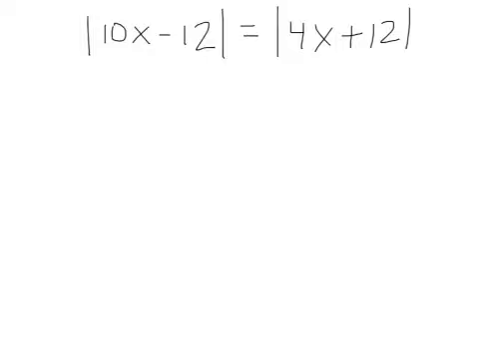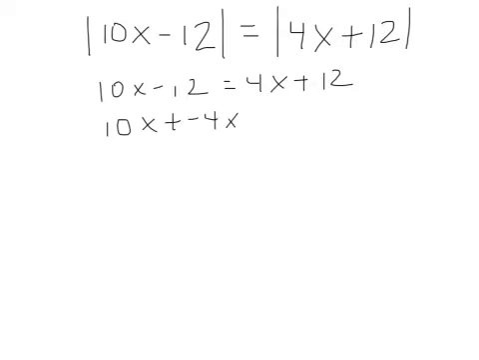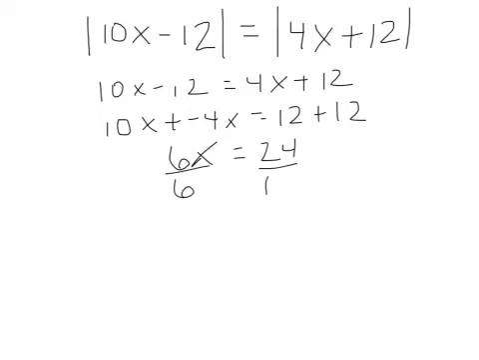So the way to do this one is to say that 10x minus 12 could equal positive 4x plus 12. So we'll solve that equation. Move my like terms together. So I've got 10x plus negative 4x could equal 12 plus 12. So we got 6x could equal 24, and divide both sides by 6. So x could be 4.